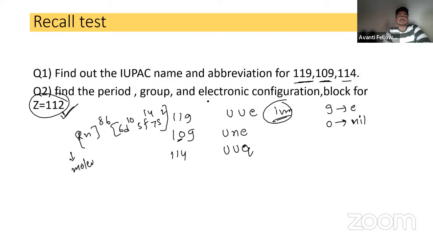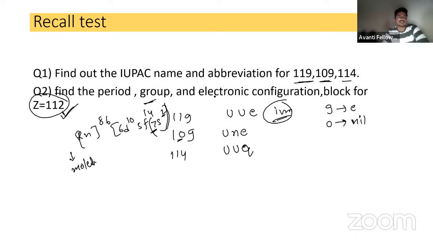Okay, they are asking which period it belongs to. It belongs to the seventh period, because the highest principal quantum number will give the period. So that is the seventh period. Group they are asking. Which group does it belong to? Again, you need to see the valence shell. So it is 7s2. So that belongs to group 2.